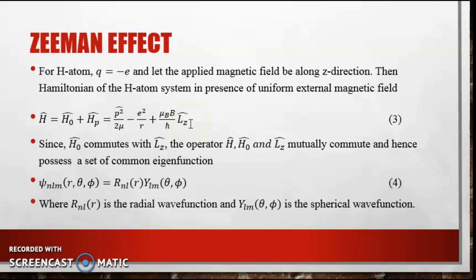Now since H naught commutes with Lz, the z component of orbital angular momentum operator, the operators H, H naught and Lz mutually commute and hence possess a set of common eigenfunctions which in the spherical coordinates can be expressed as psi nlm function of r, theta, phi. This is equal to Rnl function of r and Ylm function of theta, phi, where Rnl(r) is the radial wave function and Ylm(theta, phi) is the spherical wave function, and the subscripts n, l, m are the good quantum numbers, n the principal quantum number, l the orbital angular momentum quantum number, and m the magnetic quantum number.